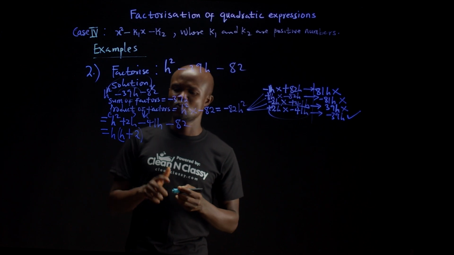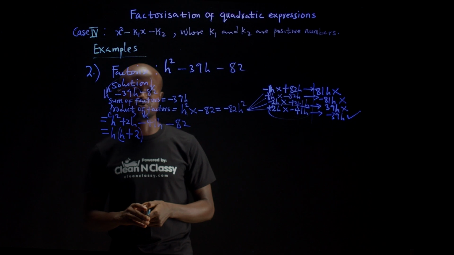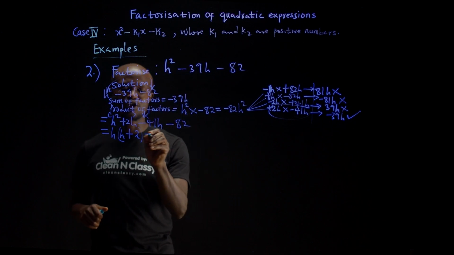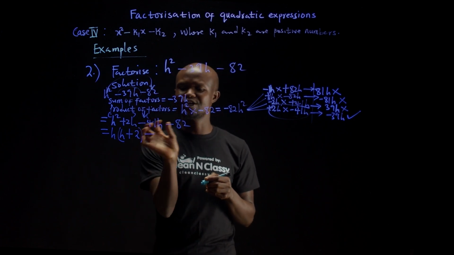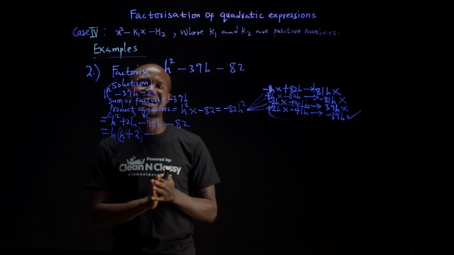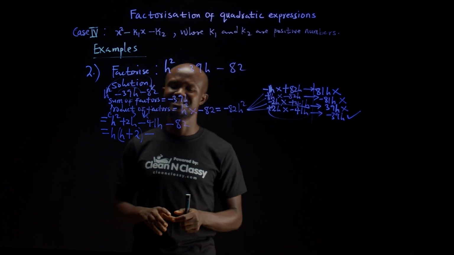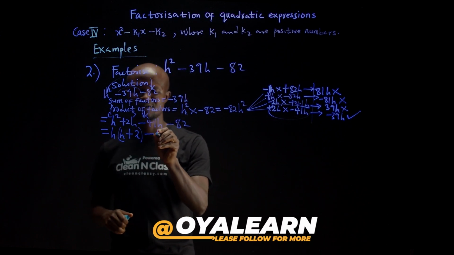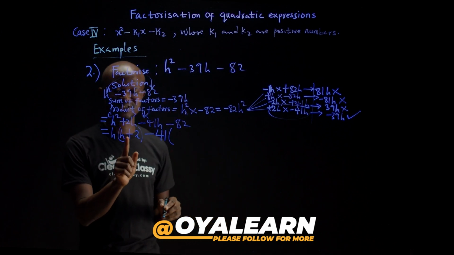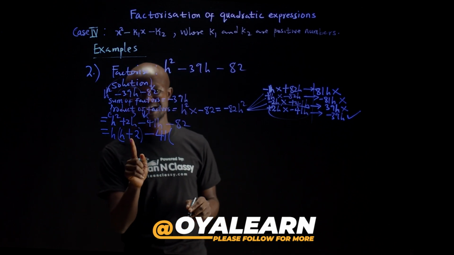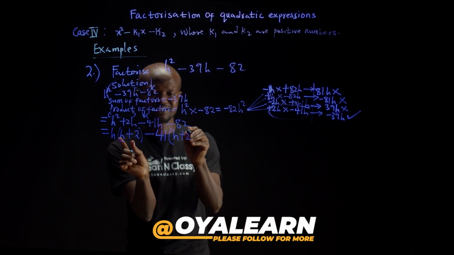Now, looking at the last two terms, minus 41h and minus 82. Now, minus is common, it is obvious. Then, let's look at the number. 41h and 82. What is the highest common factor between 41h and 82? That is 41. So, we bring out 41. And since we must have the same thing in the first bracket and inside the second bracket, let's copy what is here and write it here.